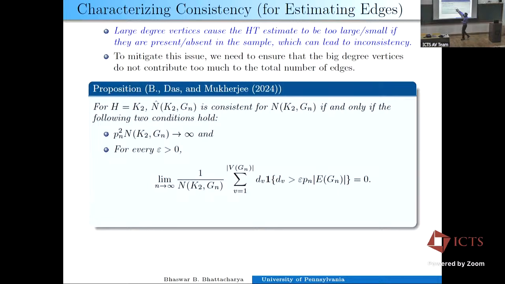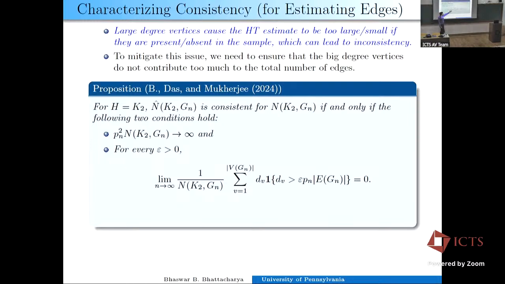We say that this estimate is going to be consistent if two conditions hold. The first one says that this parameter has to go to infinity. What is this object? This is the expected number of edges in the sample: p squared times the total number of edges. That's the bare minimum you need. If something is consistent, you've got to see a lot of edges in the sample. If your original graph has 10 edges and your sample graph will have 2, how will it be consistent? So that's the bare minimum. And then there's the degree condition.